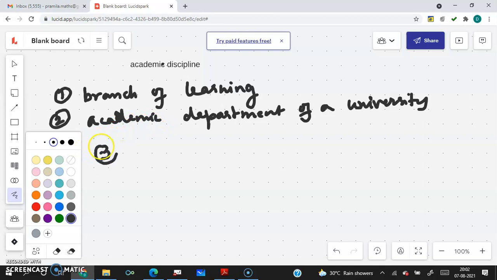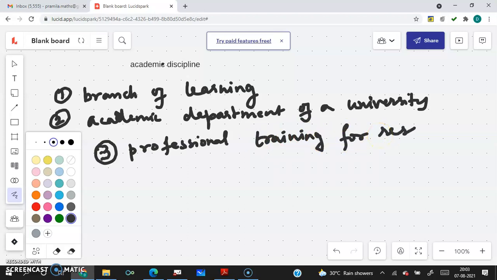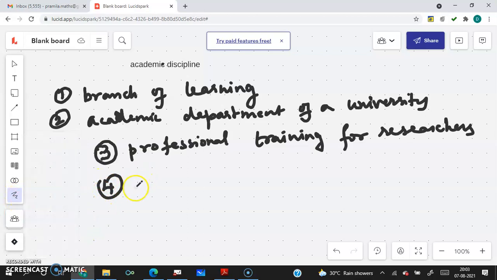Now we go to the third point. What is the third point? Academic discipline is formulated for professional training for researchers. So, it is a branch of knowledge that is taught and researched as a part of higher education.